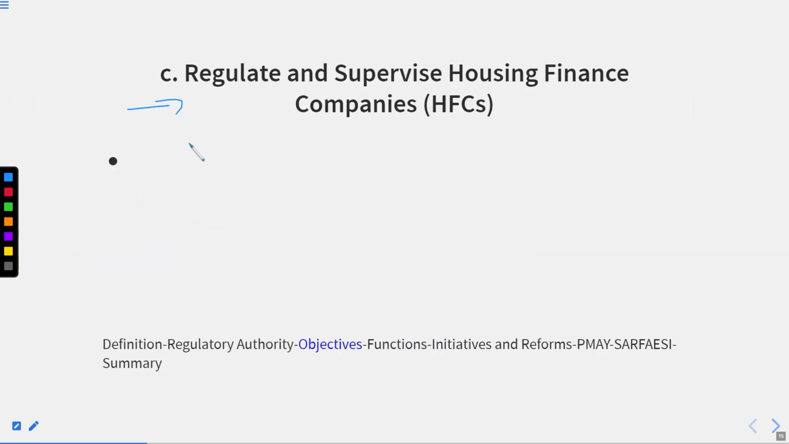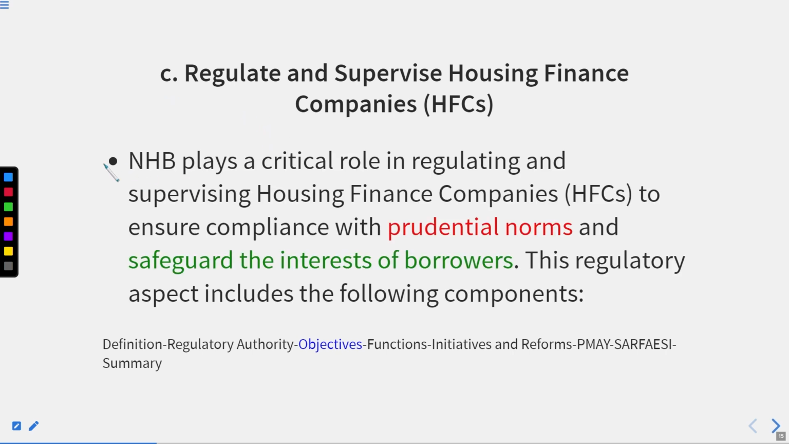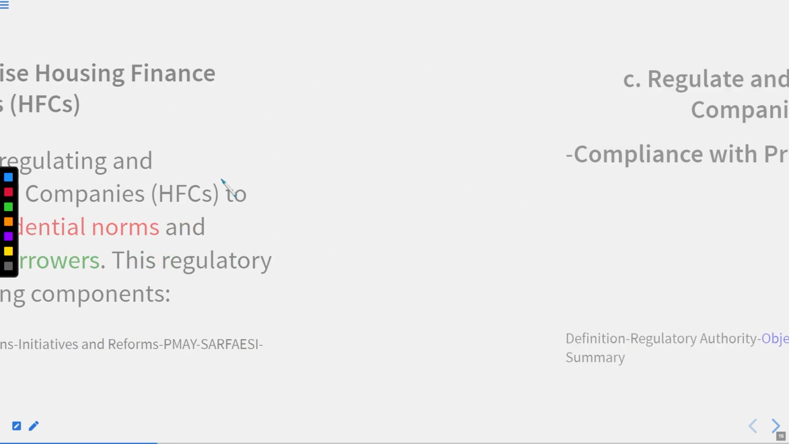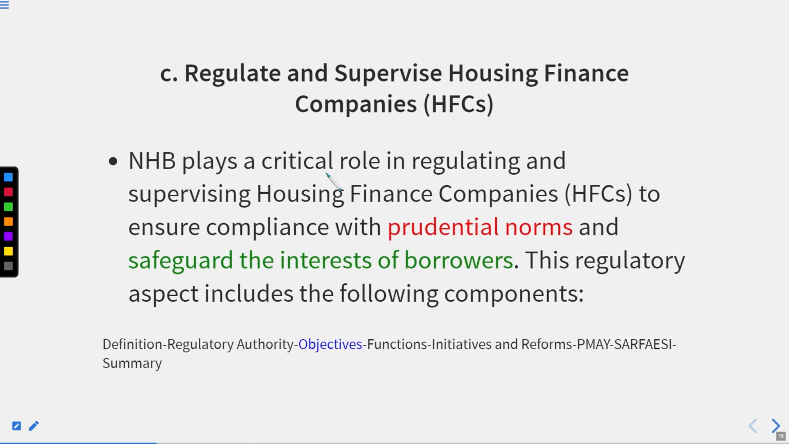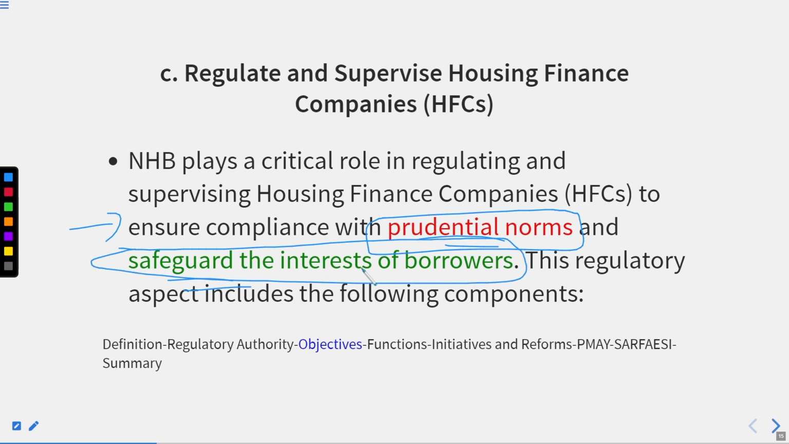C part is to regulate and supervise the housing finance companies which are engaging in the housing sector. NHB plays a critical role in regulating and supervising housing finance companies to ensure compliance with prudential norms and safeguard the interest of borrowers. Prudential norms mean corrective norms, so that the borrowers are protected against any arbitrary power.